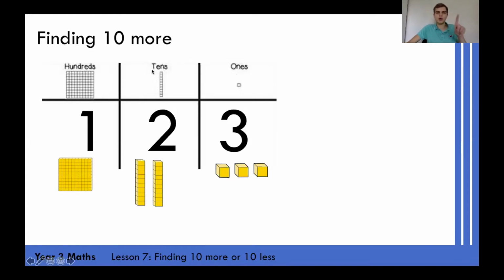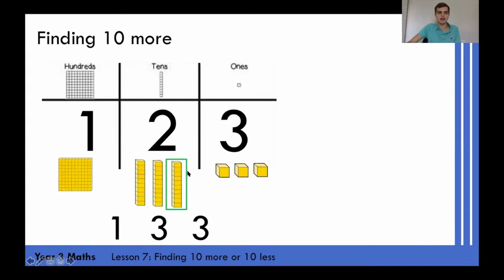If I want to find one lot of 10 more than 123, I add one lot of 10 to my tens column. So here I've got 2 tens, I'm going to add one more 10. There we go. Can you see I've added 1 ten? If I add one more 10, how many tens have I got now? 1, 2, 3. I've got 3 tens. So what number have I got now? I've got 100, 3 tens, and 3 ones. 133. So 10 more than 123 is 133.